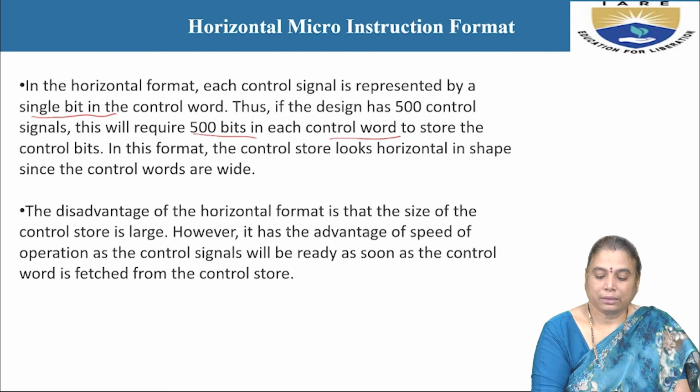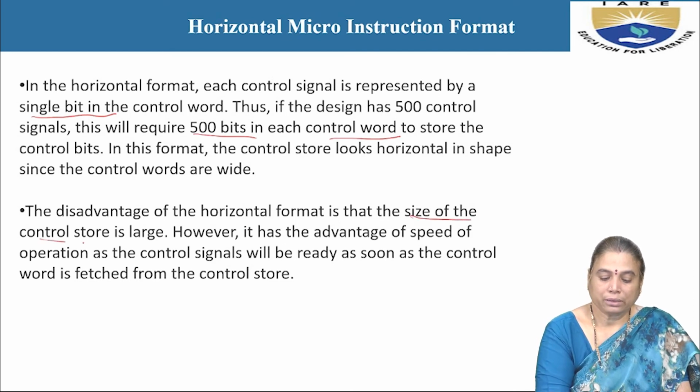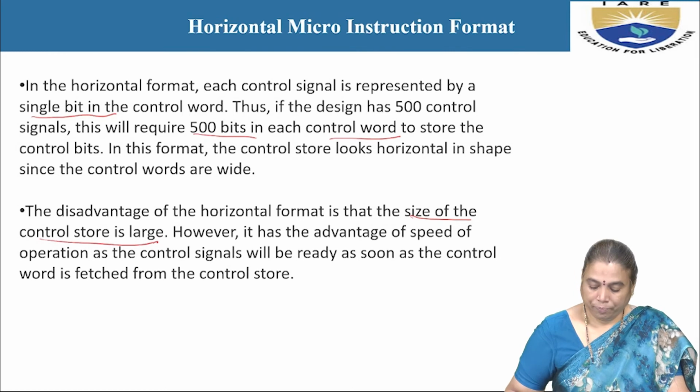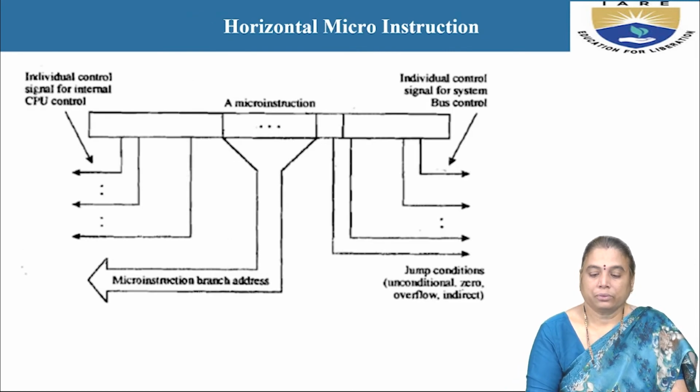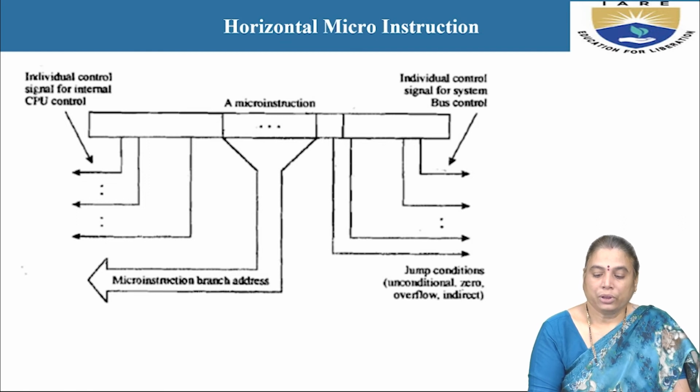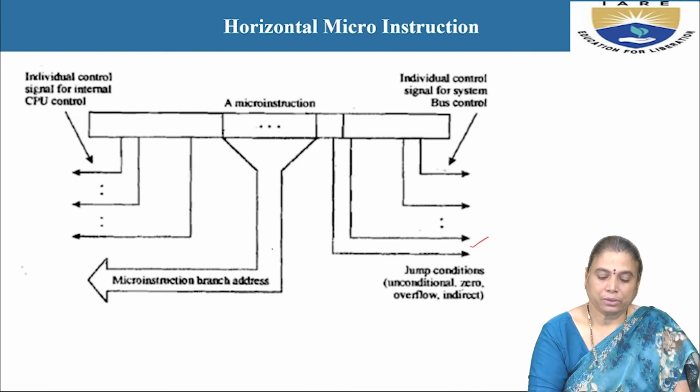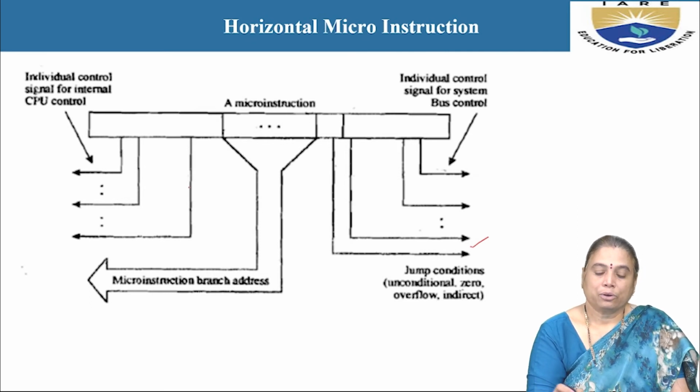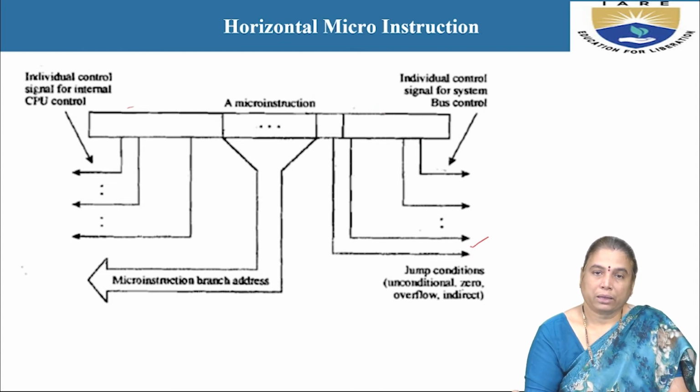But here the disadvantage is that the size of the control store is very large. So how are horizontal micro instructions done? Individual control signals from the system bus can be carried out. If jump instructions are there, the control can be transferred to the specific labels. So this is the micro instruction branch. Individual control signals are used. So however many control signals there are, that many bits are there in the horizontal micro instruction. So the size is the disadvantage in the case of horizontal micro instruction.